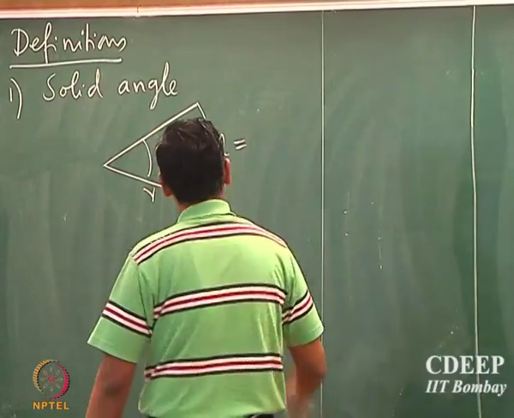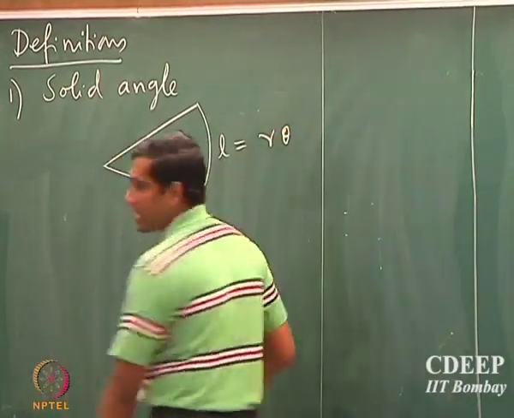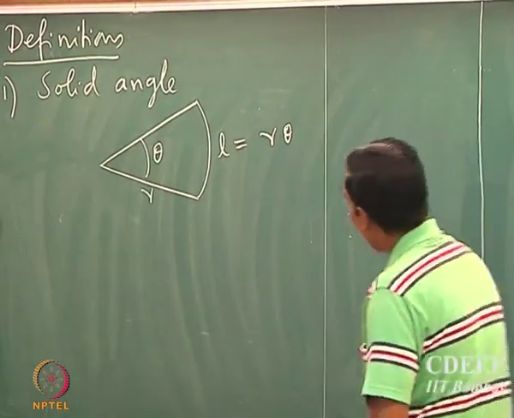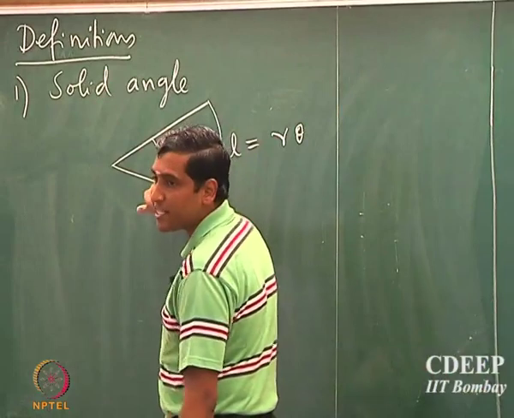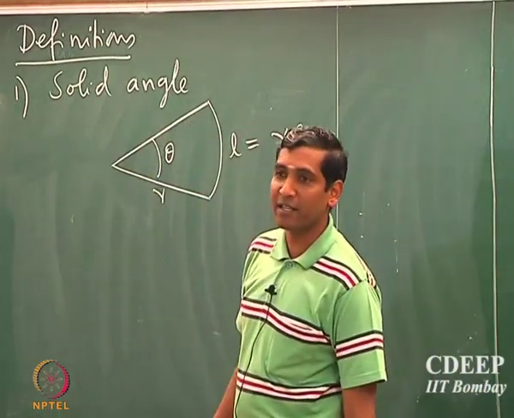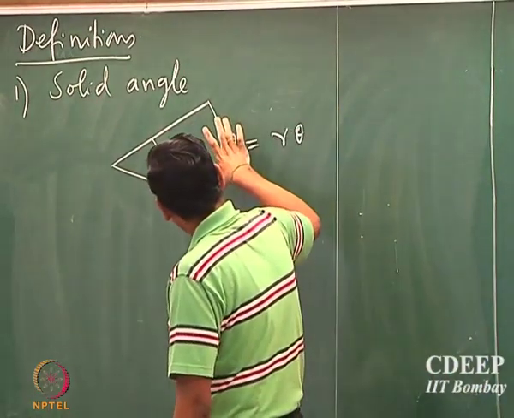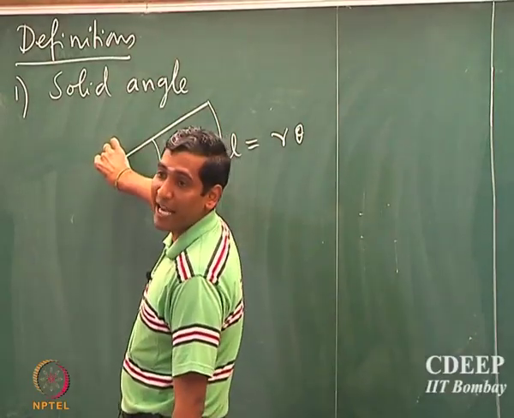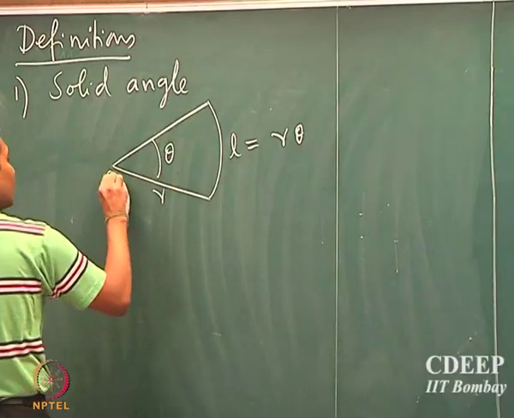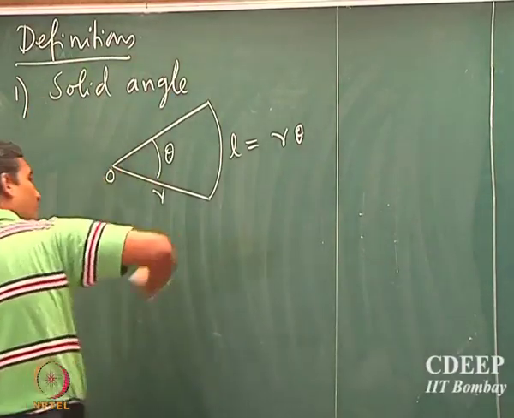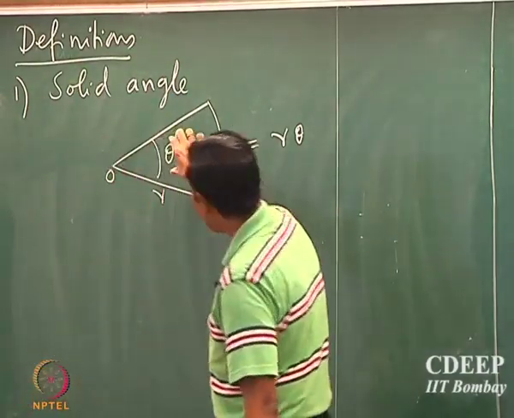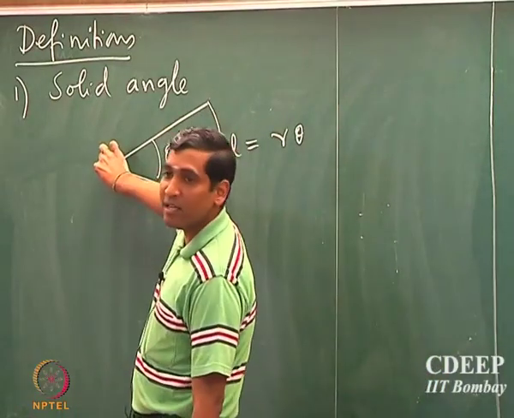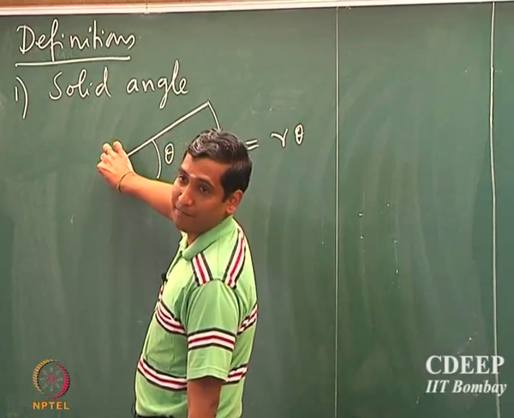R theta, right? R theta is the length of the arc. Now, the meaning of this angle theta is the angle that is subtended by this arc to that particular point in the center. So, if I complete this circle, this angle tells you what angle this arc subtends to the center of that particular circle.